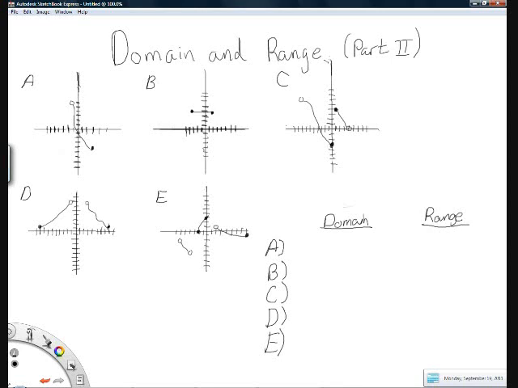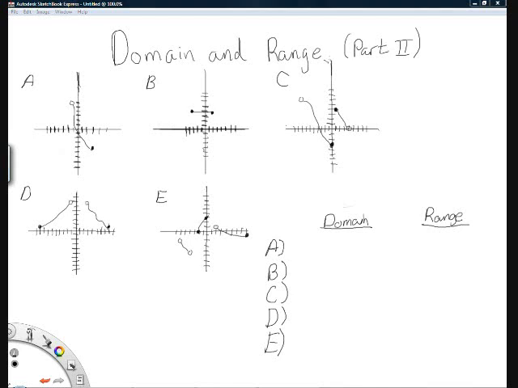Hello and welcome to part 2 of Domain and Range. In this part of the mini lecture, I am going to look at some graphs for domain and range. So we have 5 examples here. Let's go through each one of them.